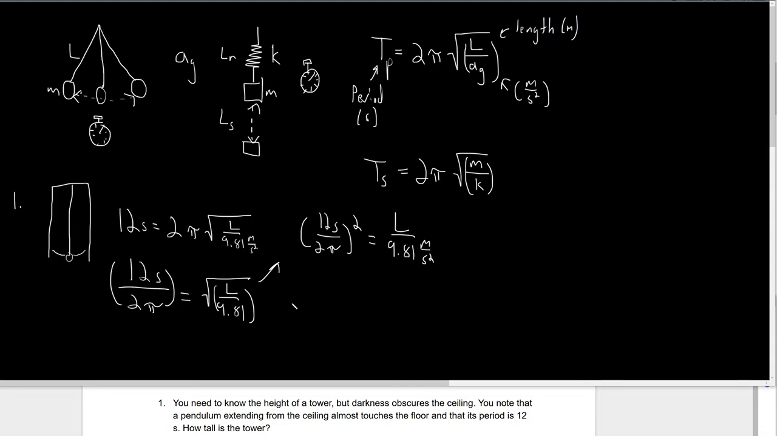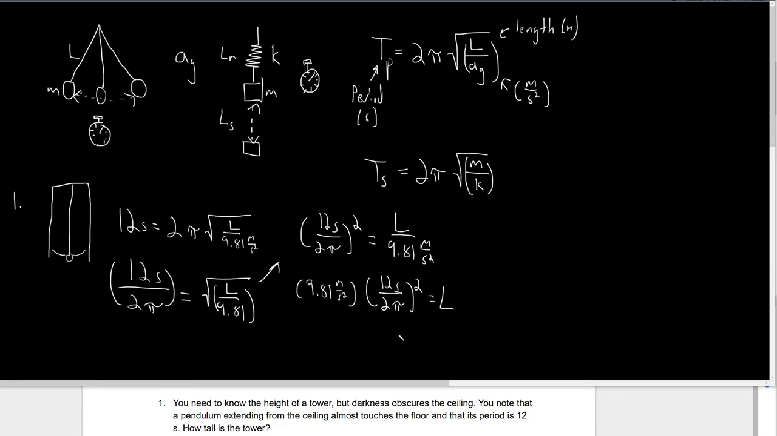Forgot that unit there. So now to get L by itself, I can multiply both sides by 9.81. So I'll have 9.81 meters per second squared times 12 seconds over 2 pi, all of that squared, equals L. All right, so my math's all set up.